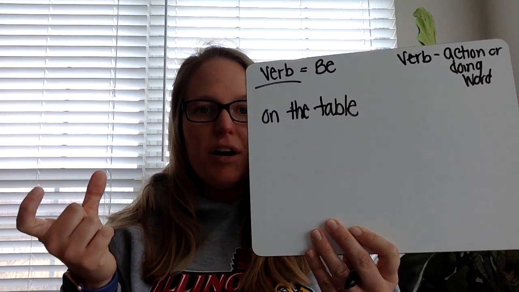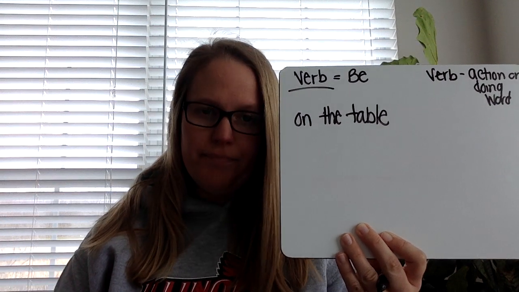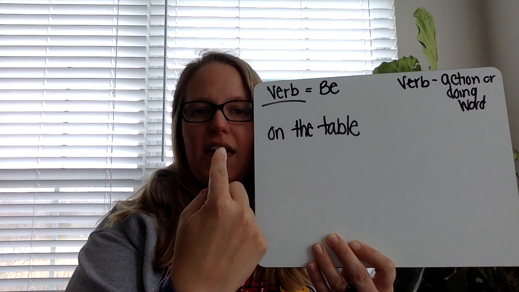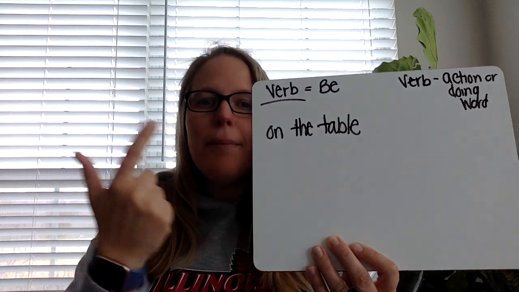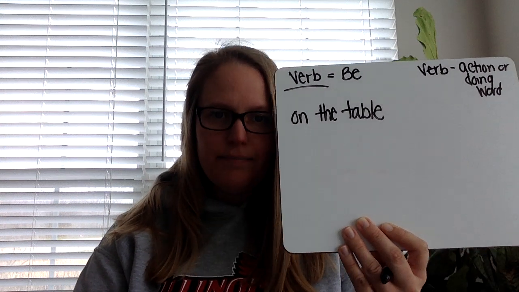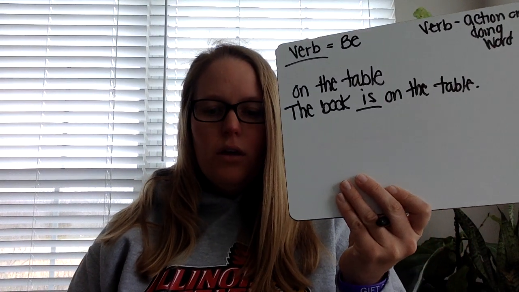Okay, so let's look at this. This is a part of a sentence: on the table. All right, let's say I'm talking about a book. How would I put this? I'm going to talk about the book being on the table. How am I going to put this into a sentence? Good, I might say the book is on the table, right? The book is on the table.